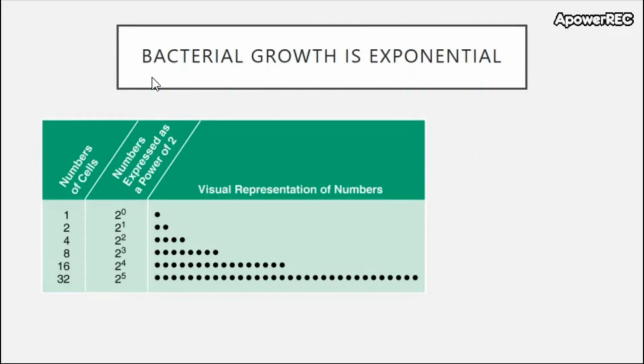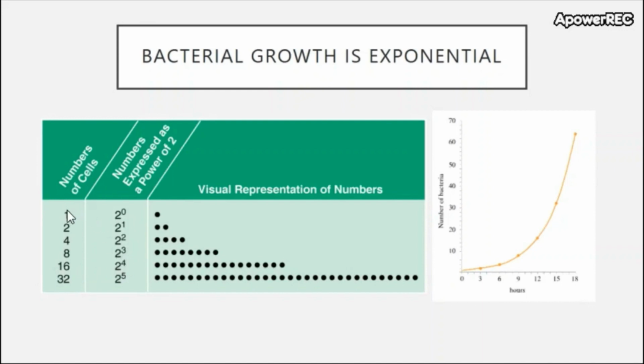So what we're trying to get at here is to show that bacterial growth is exponential. Here we can see the number of cells and then the number of cells expressed as a power of 2. Okay, so this is a visual representation of the numbers. If we have 1 cell, then it's going to look like 2 to the 0 power. 2 cells is going to be 2 to the 1st power. 4 cells is 2 to the 2nd power. 8 cells is 2 to the 3rd power. And then 16 cells is 2 to the 4th power.